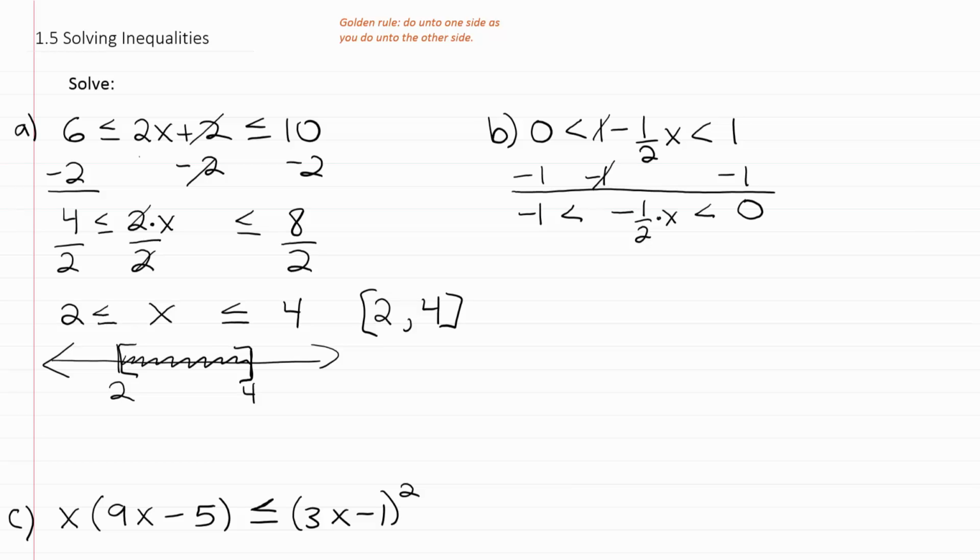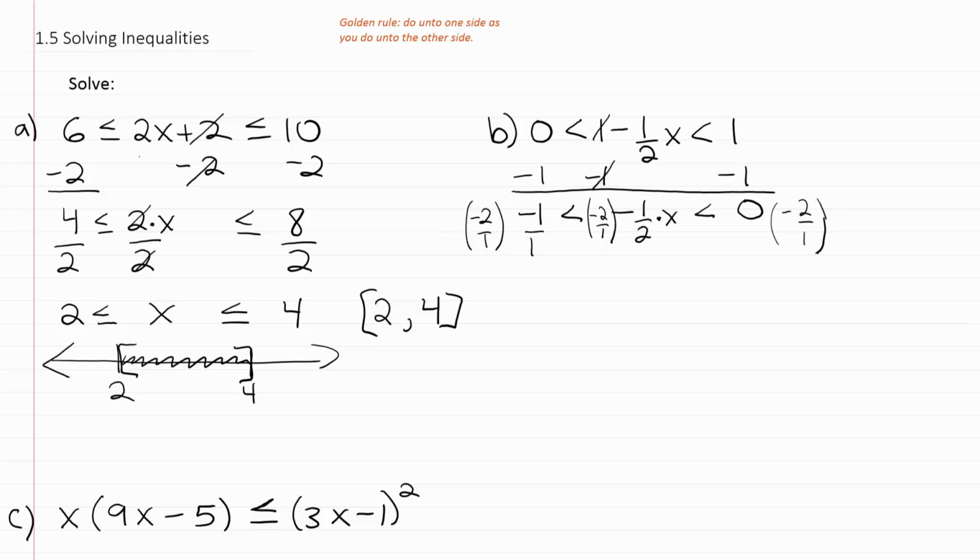All right, now this negative 1/2 is multiplying x. To get rid of that, I can multiply all sides by the reciprocal, negative 2 over 1, right? That will get rid of the fraction that's attached to x. However, then I'd be multiplying the inequality by a negative value. Whenever you multiply or divide an inequality by a negative value, you must flip the inequality symbols. So I'm going to put this negative 2 over 1 around the entire inequality, but when I perform the multiplication, I need to remember that I basically need to flip those inequality signs.